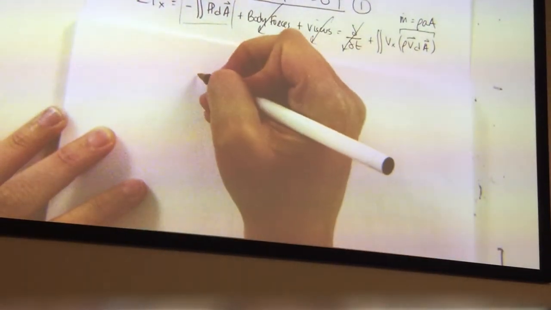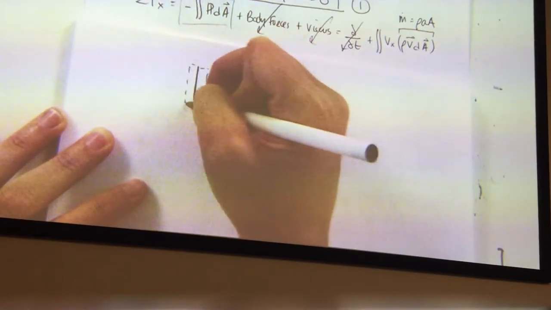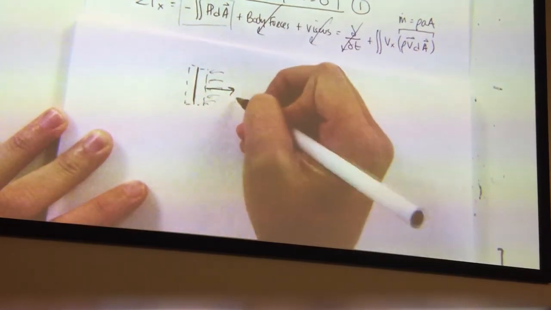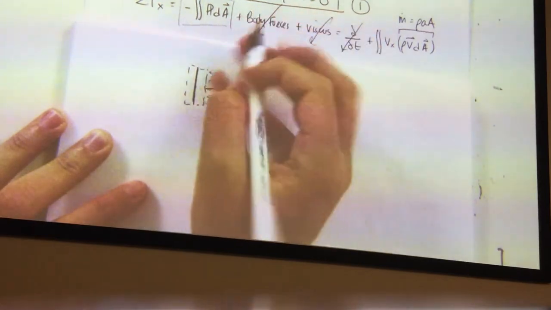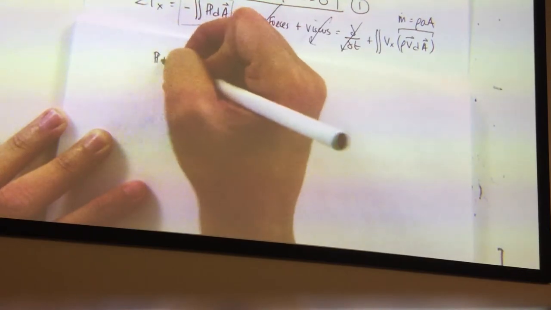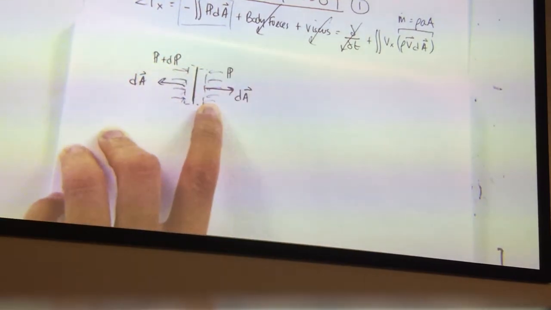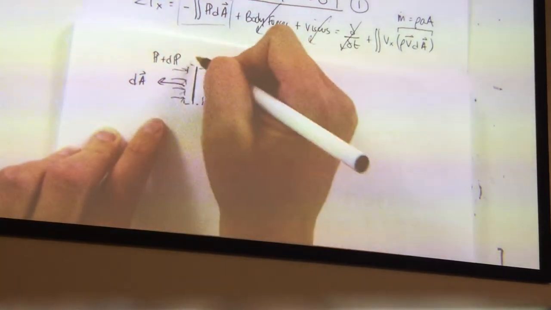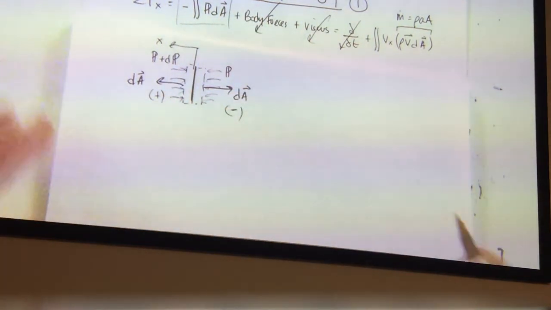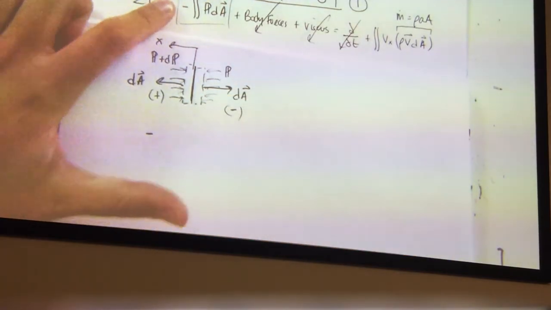So if we were to have our control volume, we have pressure acting, and our dA comes out. And we have pressure, so this is our P, and this is our P plus dP. And then we have our area. Remember, our area is always pointing out of the control surface. So in this case, our x is to the left, so this is positive and this is negative. So in order to do that, we're going to get the negative. We cannot forget the negative. So we keep that there.